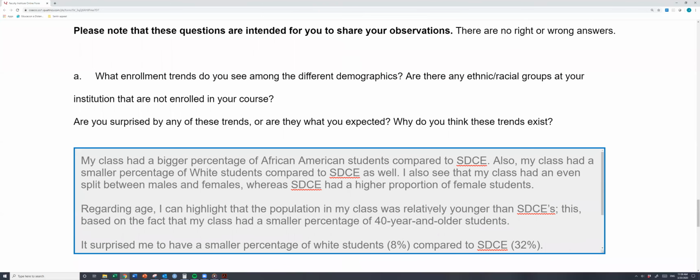So in this case, I'm saying that my class had a bigger percentage of African American students compared to SDCE. Also, my class had a smaller percentage of white students compared to SDCE as well. I also see that my class had an even split between males and females, whereas SDCE had a higher proportion of female students. Regarding age, I can highlight that the population in my class was relatively younger than SDCE's. This is based on the fact that my class had a smaller percentage of 40-year and older students.